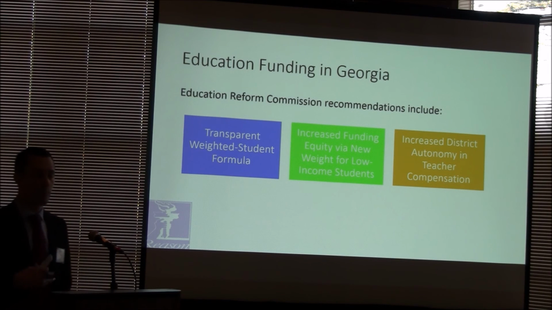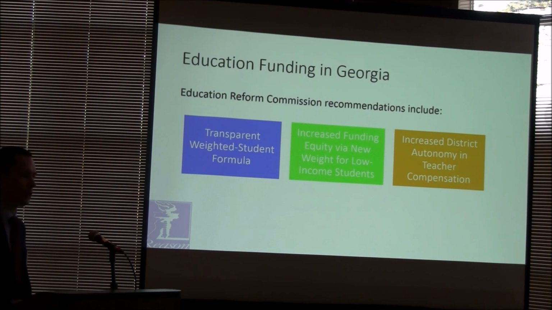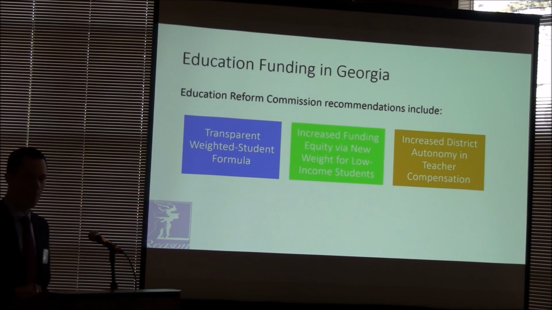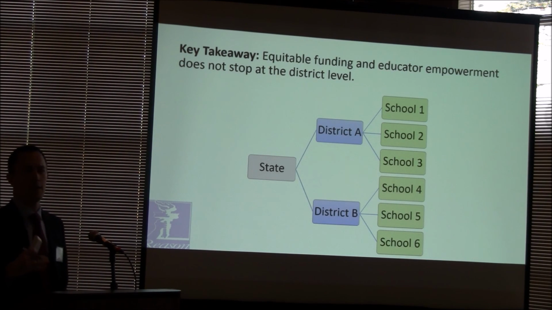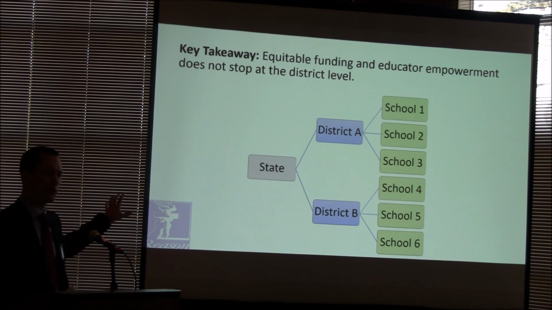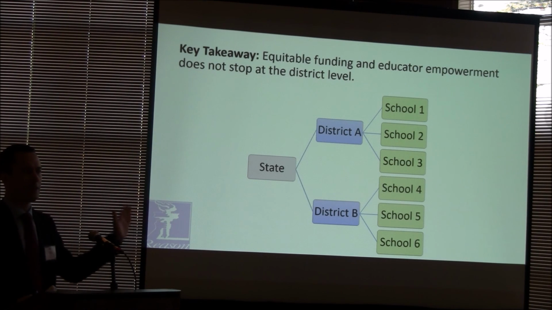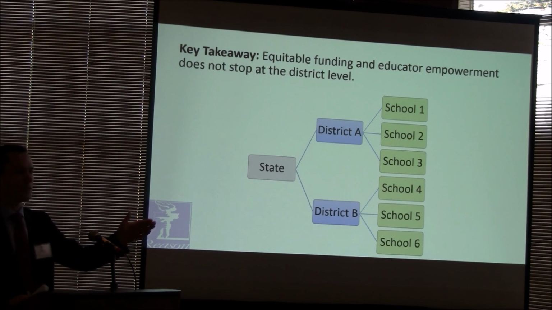But then also they're proposing big changes to how teachers are compensated by giving districts more autonomy in determining how those pay scales look. So instead of dictating from the top what a pay scale looks like, they're going to allow districts to actually determine how to pay teachers and what factors to include. So these are all very positive changes and definitely a big step in the right direction. But at the same time, even with those positive changes, if equity and empowerment aren't pushed down to the school level, then you can have the best funding system in the world in Georgia, going from the state to the districts. But if that's not pushed down to the school level to impact students, then it's all for naught.